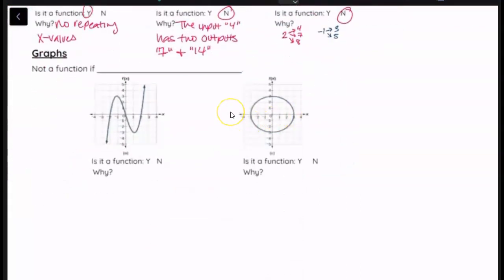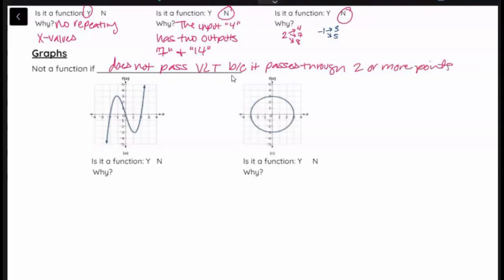Now for graphs, we're going to be using something called the vertical line test. So it is not a function if it does not pass the vertical line test, which I will abbreviate as VLT. It does not pass the vertical line test because it passes through 2 or more points, which once again, is still the definition. Every x needs to have one y.